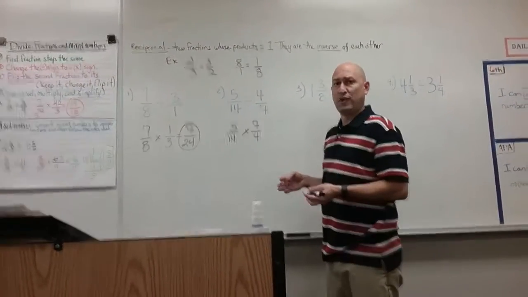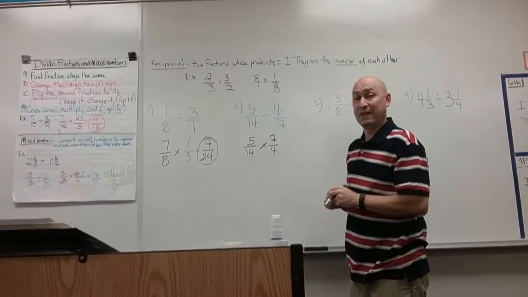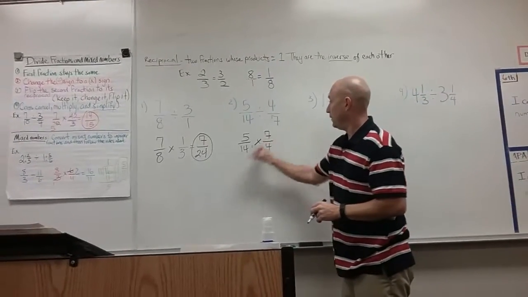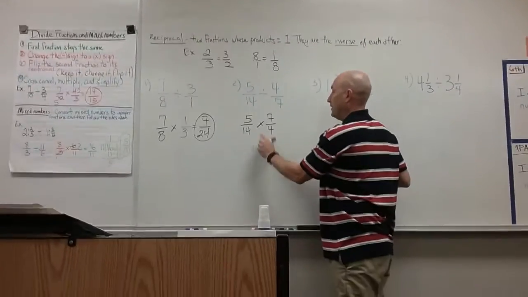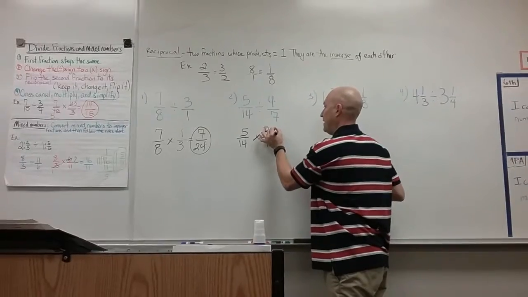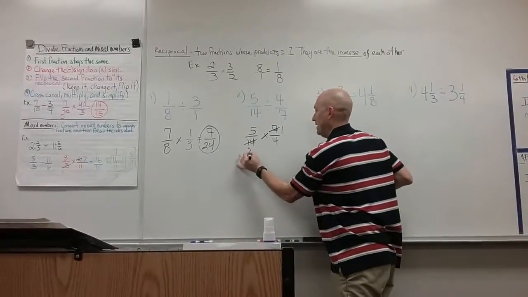In this case, I'm going to try to cross cancel. I look at 5 and 4. They don't have any common factors that I can divide both by, so I'm going to look at 7 and 14, and they do. I can divide both of these by 7. I take 7 and divide it by 7, and I get 1. 14 divided by 7, and I get 2.